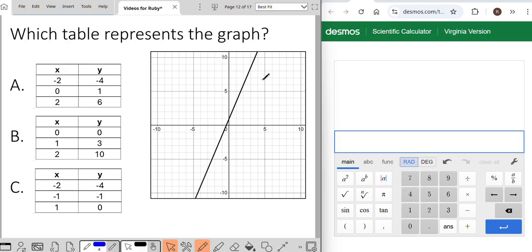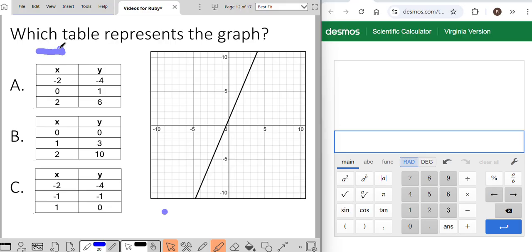All right, here we go. This says which table represents the graph. Well, the way I'm going to do this is I'm going to use my handy dandy highlighter to plot points. So let's see what we're going to do here. This says -2, -4.